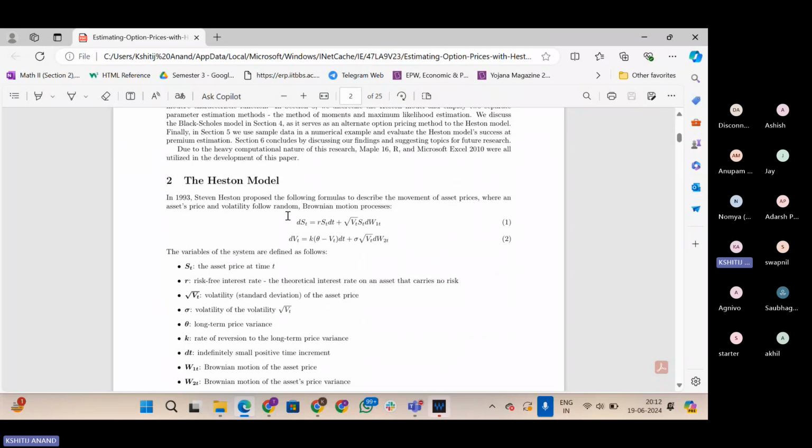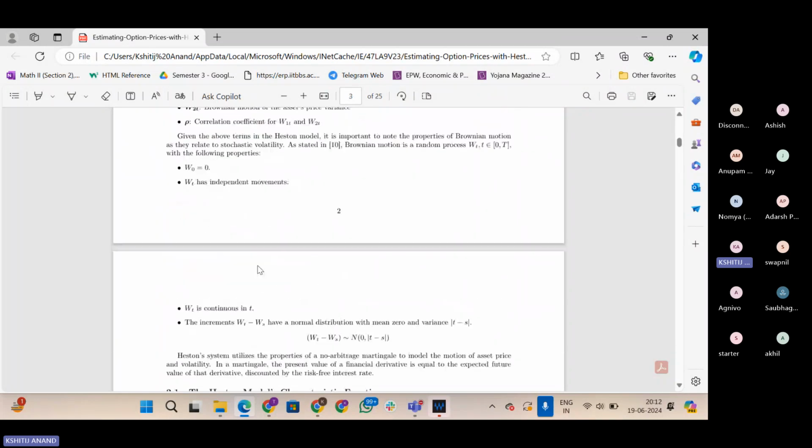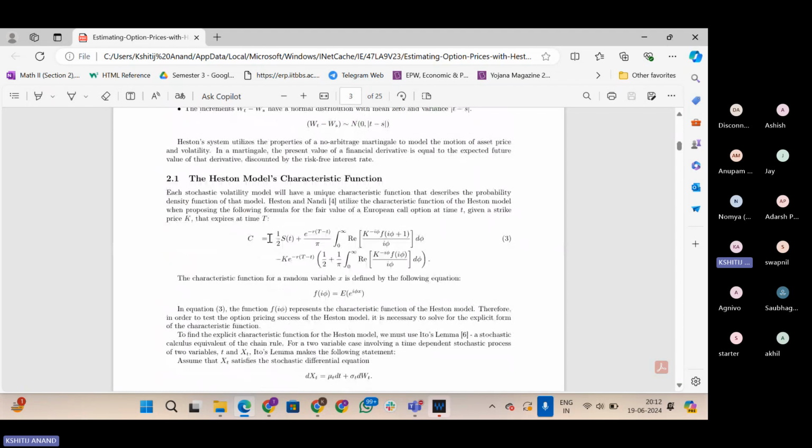Then you can write this equation. So basically the two equations that are there. Explain all the parameters like this. After that, you write the Heston model's call price.